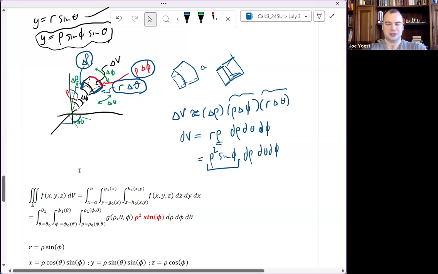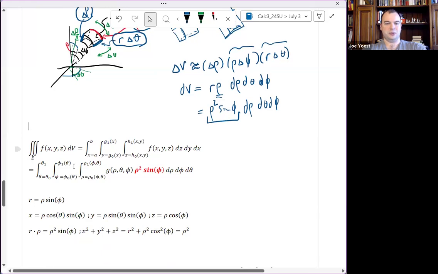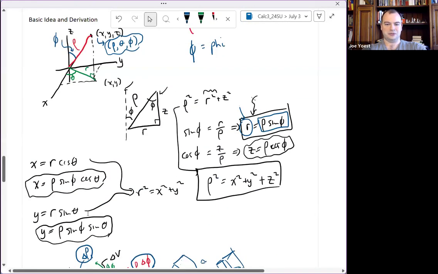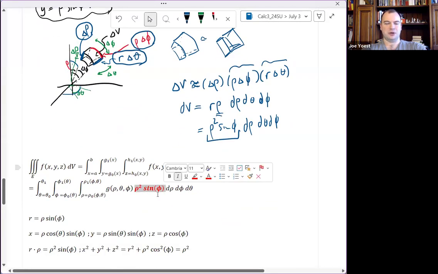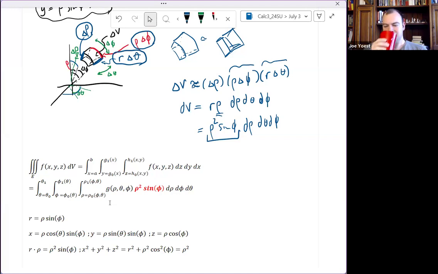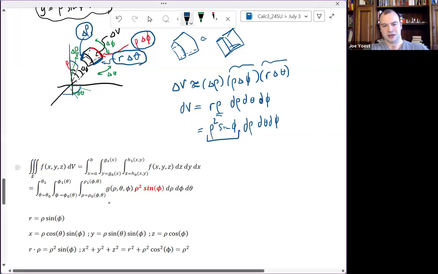So for spherical coordinates, we do our triple integral, making this change of variables for x, y, and z. And importantly, we need to remember to tack on a rho squared sine phi as part of the dV. That rho squared sine phi will be there regardless of what integrand you're integrating, regardless of what domain you're integrating over. That's part of the dV here. This dV is rho squared sine phi, d rho, d phi, d theta.